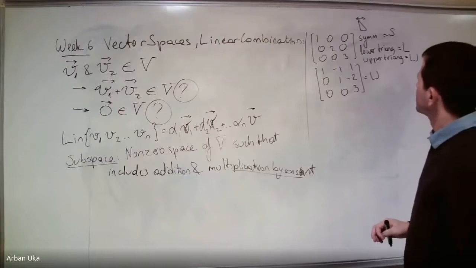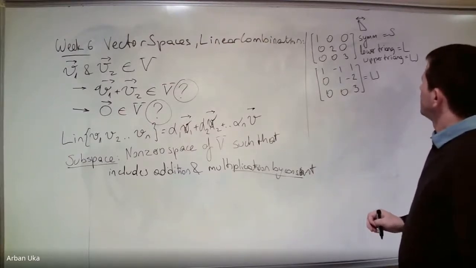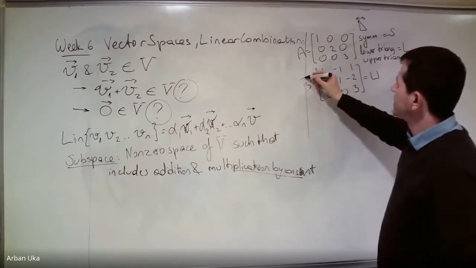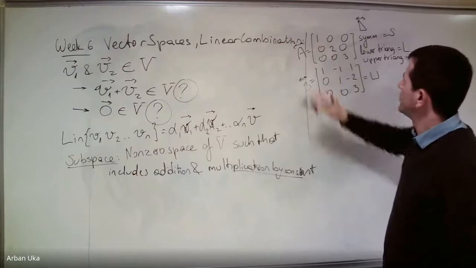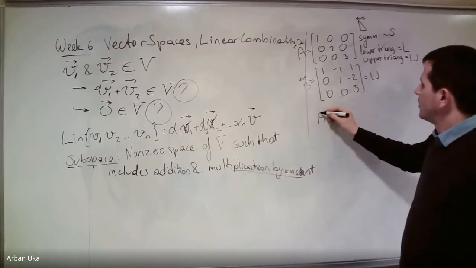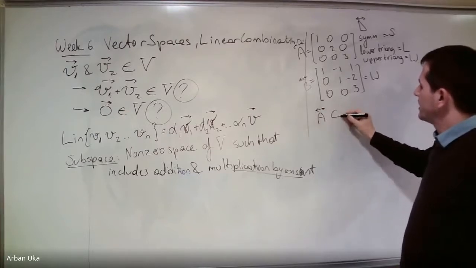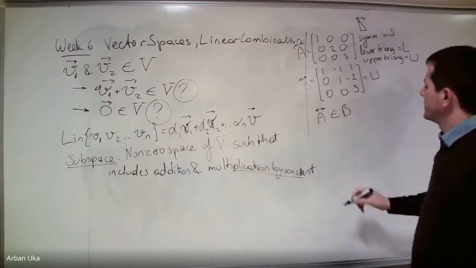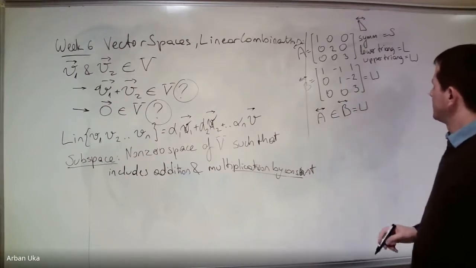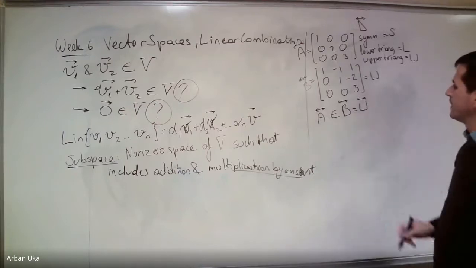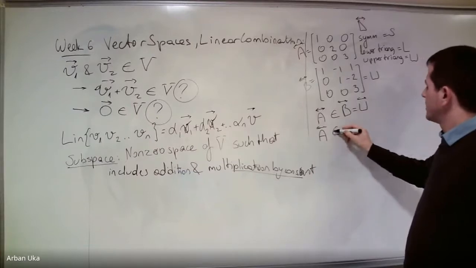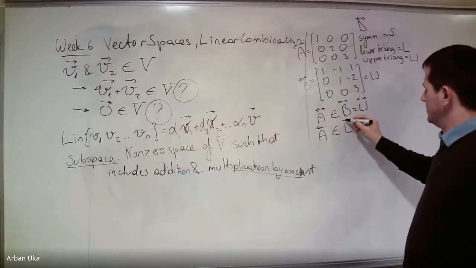So for example, we can observe the following. Let's consider this one. This is matrix A, and this is matrix B. These are matrices, not vectors. Apologies. So we can say that the set of matrices which look like A is a subset of B, right? Because B is equal to an upper triangular matrix. So let's write this one like this, U. And at the same time, A is a subset of the lower triangular matrices, right?